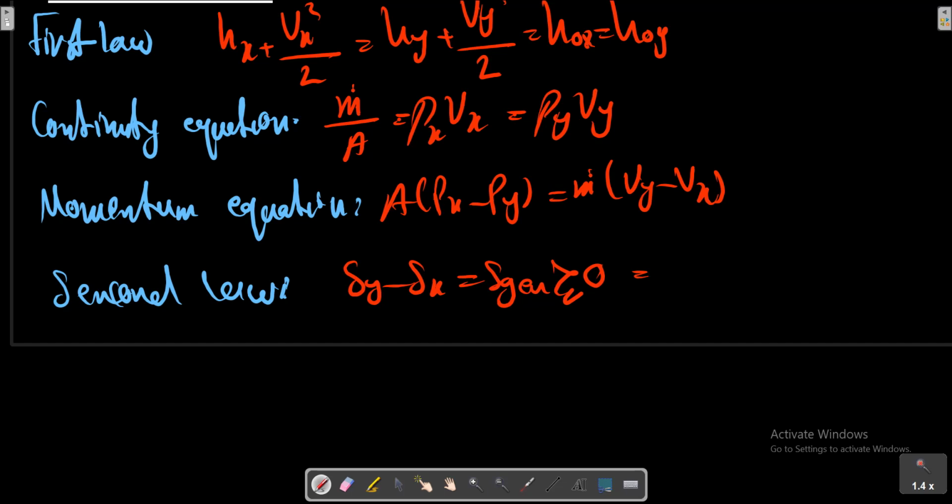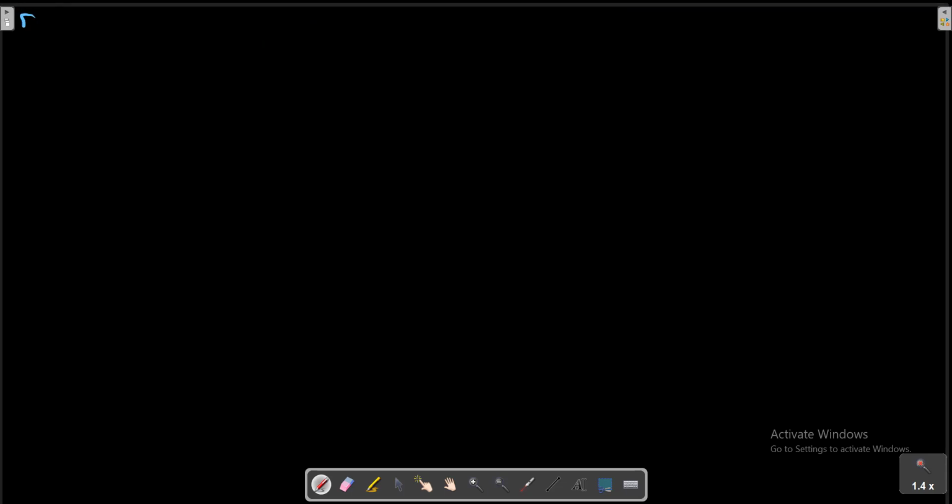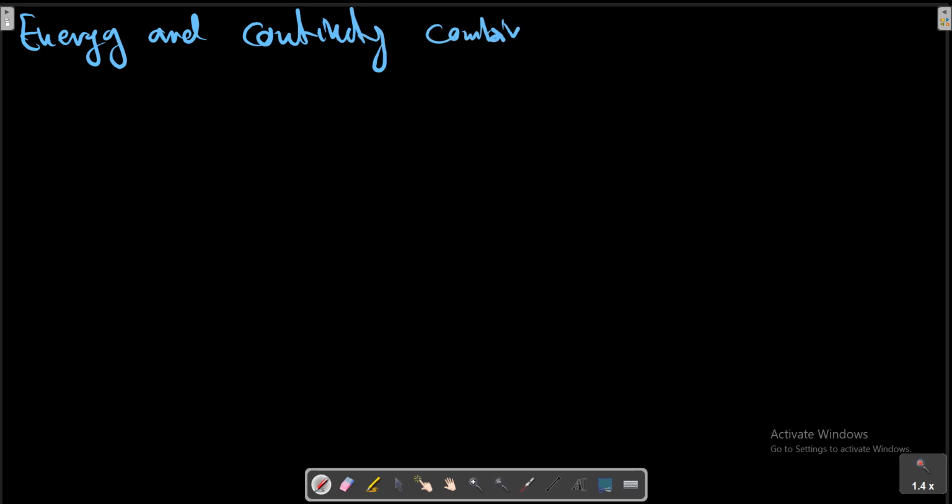The energy and continuity equations can be combined to give an equation that, when plotted on an hs diagram, is called the Fanno line.